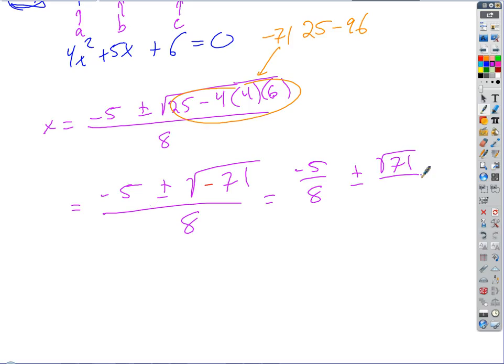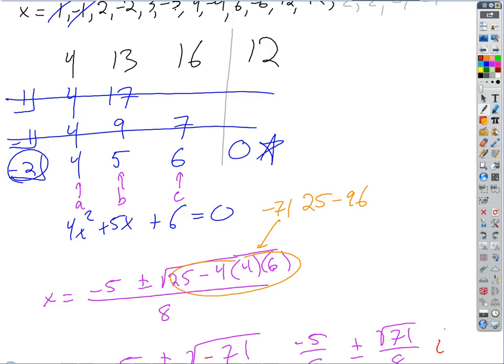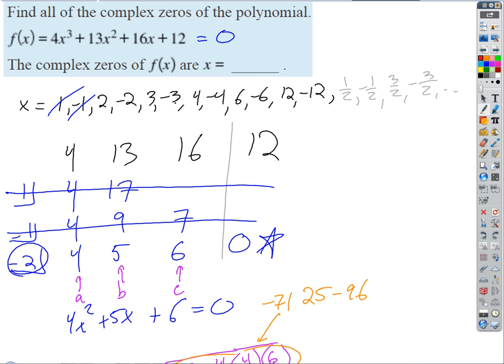Square root of 71 over 8 times i. How many solutions are there? 2. One of them is negative 5/8 plus the square root of 71 over 8 times i. And the other one is minus, right? So we got all 3. There's those 2, and what was our other one? Negative 2, right? So there's 3 total, which makes sense, right? Because it was a degree 3 polynomial, so we knew it had to have 3 total.